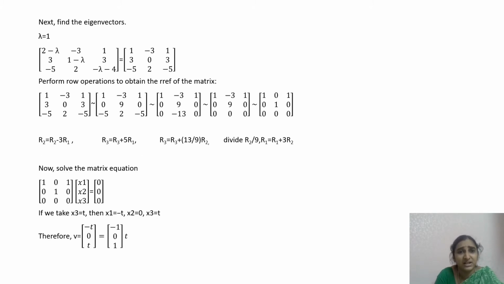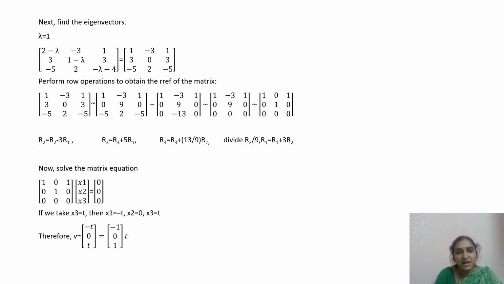Next, let us find the eigenvectors for the eigenvalue lambda = 1. Consider the matrix [2 - lambda, -3, 1; 3, 1 - lambda, 3; -5, 2, -4 - lambda]. Substitute lambda = 1 in this matrix. The matrix would be [1, -3, 1; 3, 0, 3; -5, 2, -5]. Perform row operations to obtain the row reduced echelon form of the matrix. The resultant matrix would be [1, 0, 1; 0, 1, 0; 0, 0, 0].